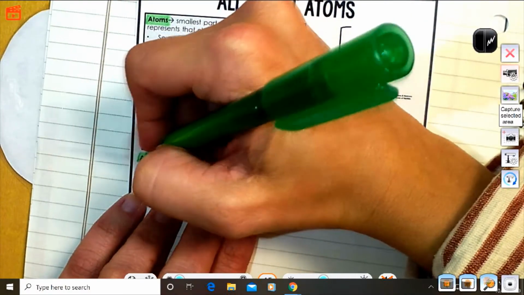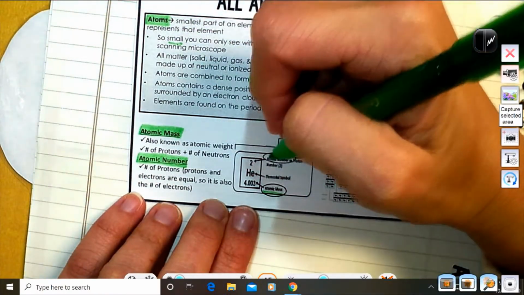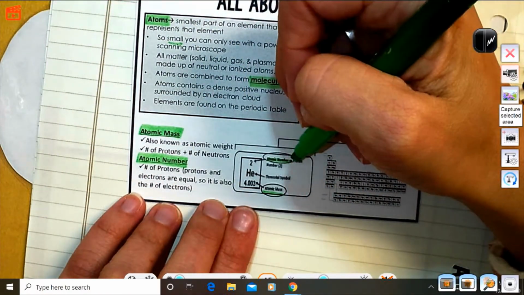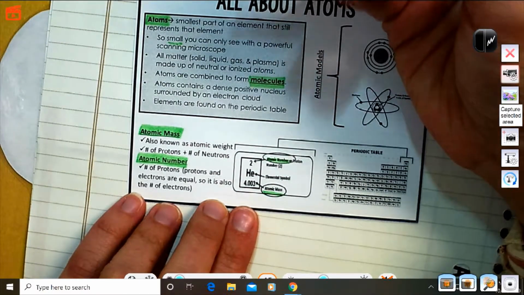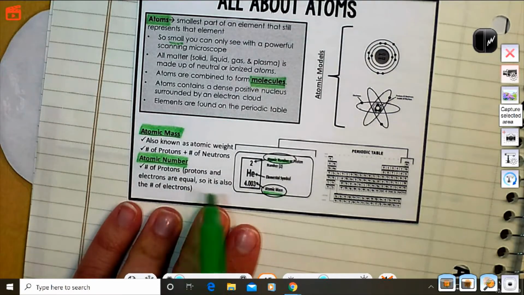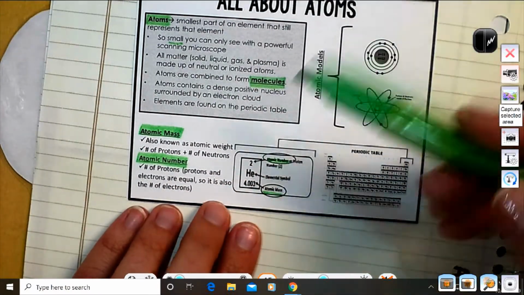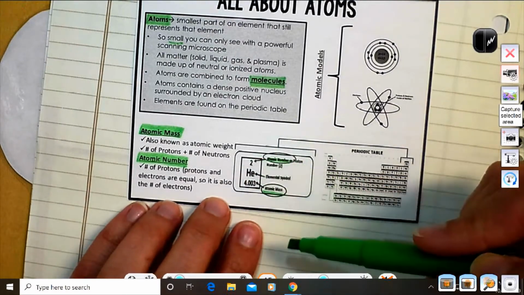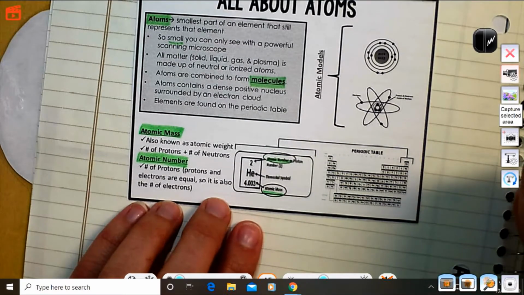Then we've got the atomic number. That's this guy up here. It's the number of protons, and it's also the number of electrons. So see, number of protons. Protons and electrons are equal in most normal situations, in all 6th grade situations. So helium has 2 protons, and it also has 2 electrons.